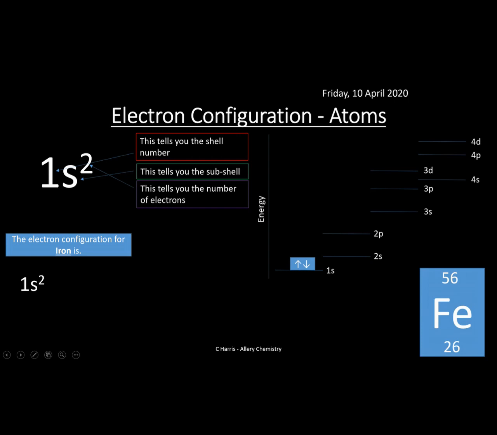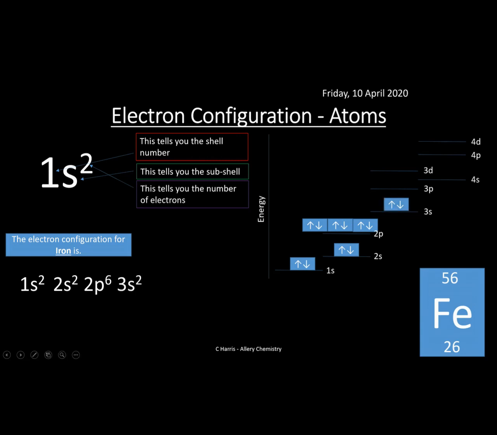So it's 26 electrons. So what we're going to do is work our way through all of the subshells to see the configuration of it. So the first one is 1s2, so it has 2 electrons in the inner shell. And then the next shell, which is shell 2, is split into 2 subshells. So we've got 2s2 and 2p6. So remember, you can have 2 electrons in the s orbital and 6 in the p orbital.